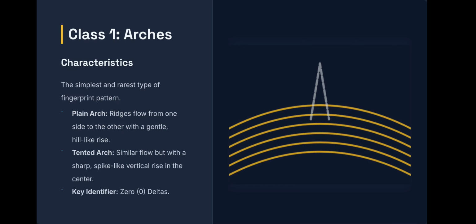So first, we have arches. If you look at the yellow lines on the right-hand side of the screen, the rule of an arch is fairly simple. Ridges enter from one side of the finger and exit the opposite side. Think of it like a wave or a hill. And this pattern, the arches, falls into 2 types of categories. Plain arch, just a small, gentle hill. The other one is tented arch, like a sharp vertical spike in the middle, like a camping tent pole. And if you were to look for a delta, a triangular intersection of ridges, there aren't any for arches.